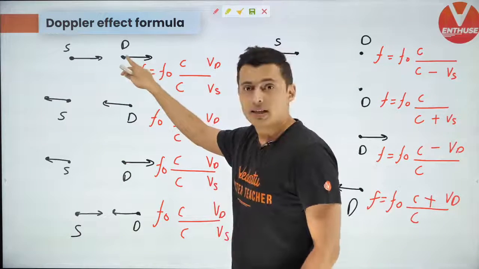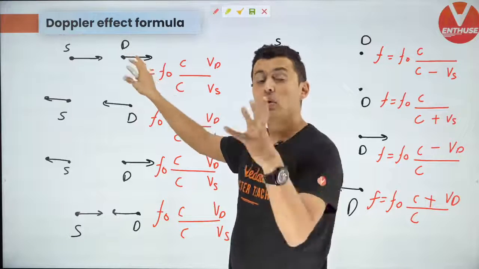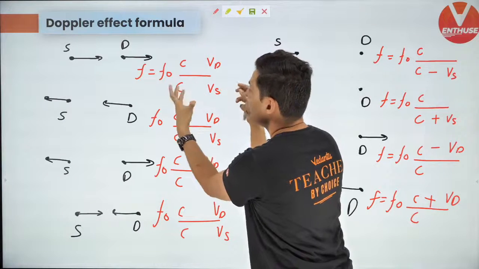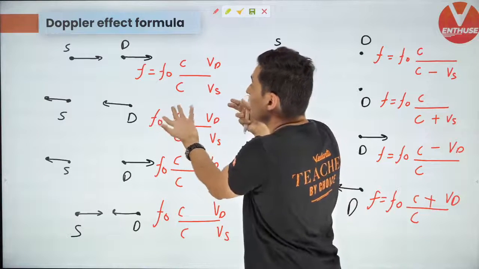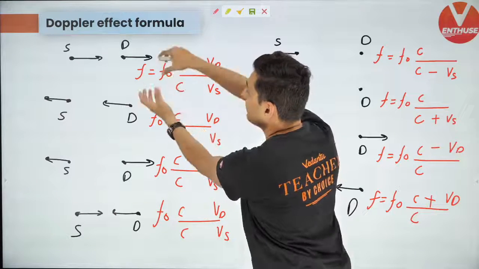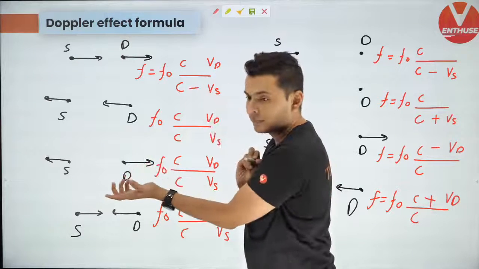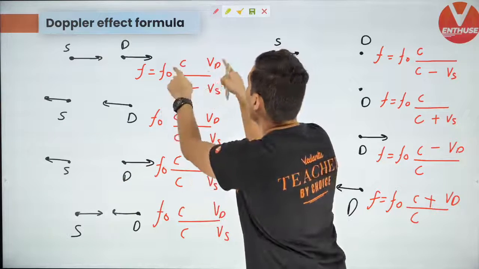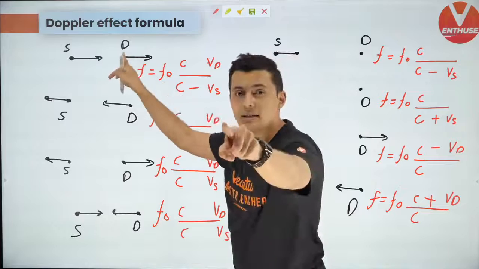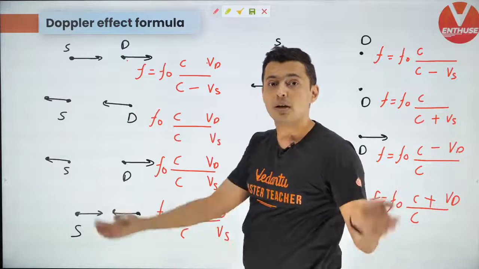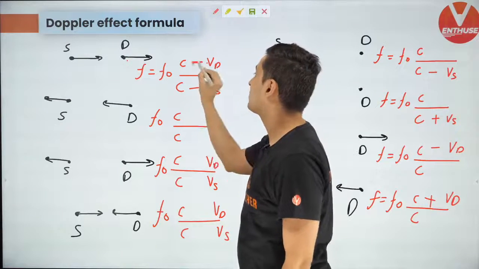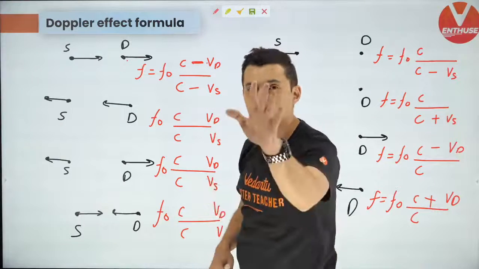Is the source coming towards the detector? Yes. If the source comes towards, the frequency should increase. How can you increase the frequency? By making the denominator smaller. So minus sign. Correct. And over here, see what the detector is doing. Detector is going away, so frequency should reduce. How will you reduce the frequency? By making this numerator smaller. That's it. I hope this is clear.